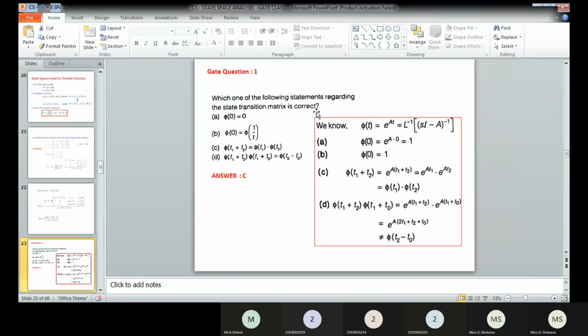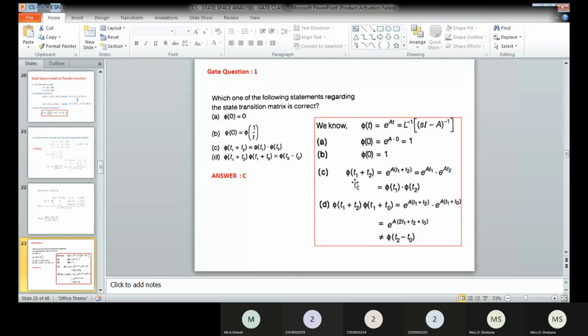Okay, so we have discussed various properties, so we are going to check with that. We already know phi of t is equal to e power At, that is nothing but L inverse of (sI minus A) the whole inverse. Here phi of 0 is e power A into 0, so instead of t, t is 0, that is 1. Phi of 0 is also 1.